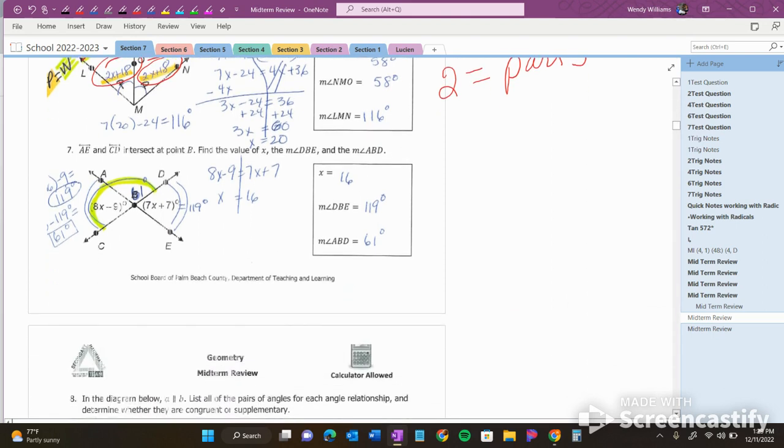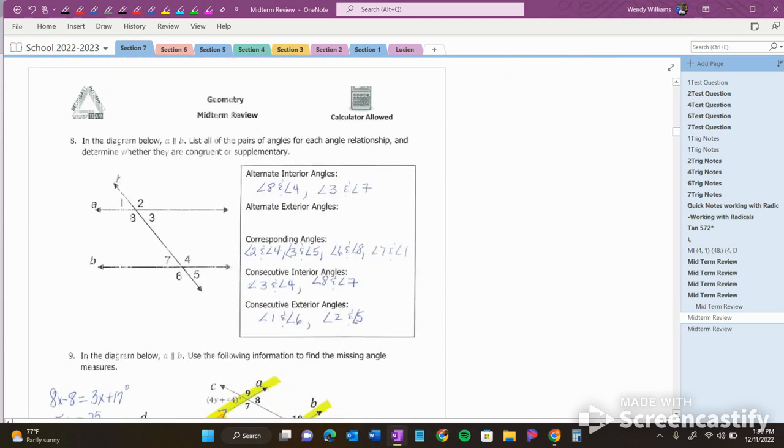On number 7, we have vertical angles. Vertical angles are congruent, so we can set them equal to each other and solve for x. Once we have x, we can substitute it in to find the measure, and we go right back to that supplementary piece that we talked about earlier. Not difficult, but they do require 2 or 3 steps. We're only on question number 7. Don't get weak on me now.